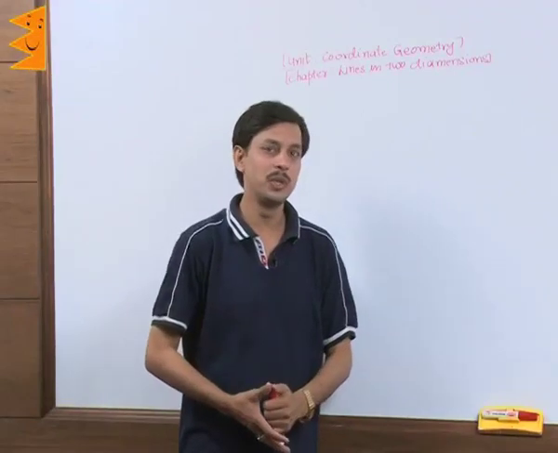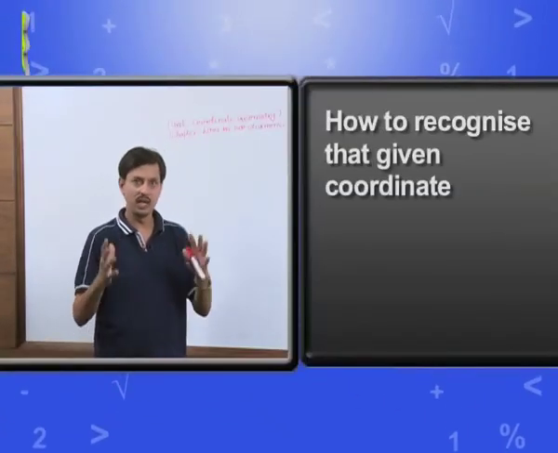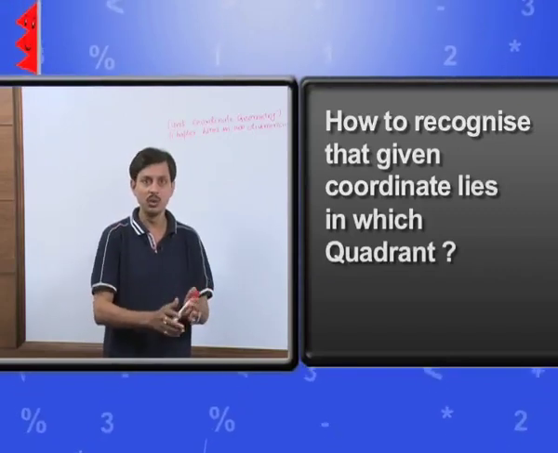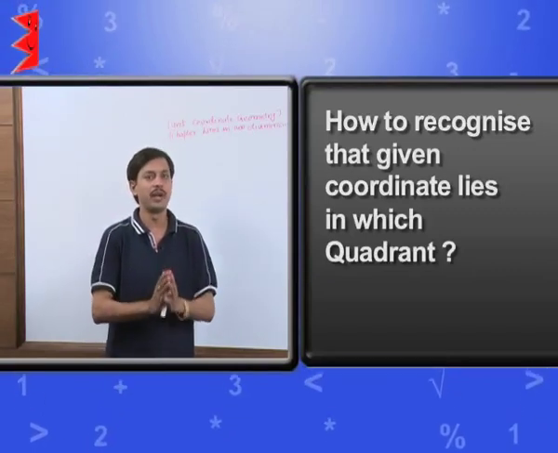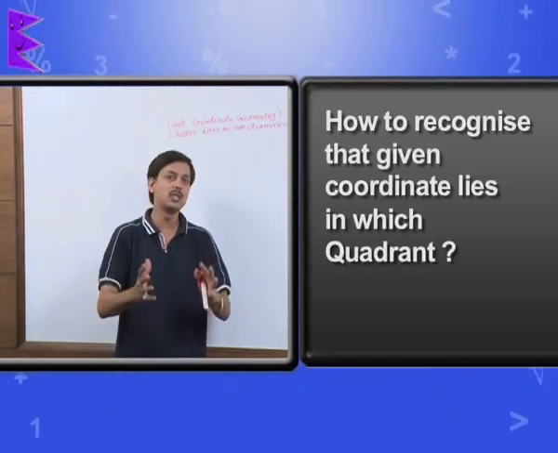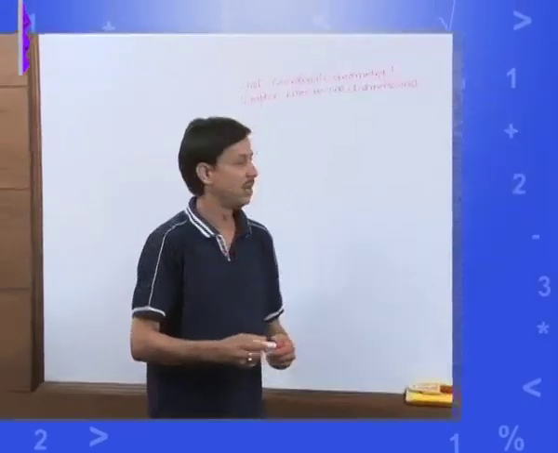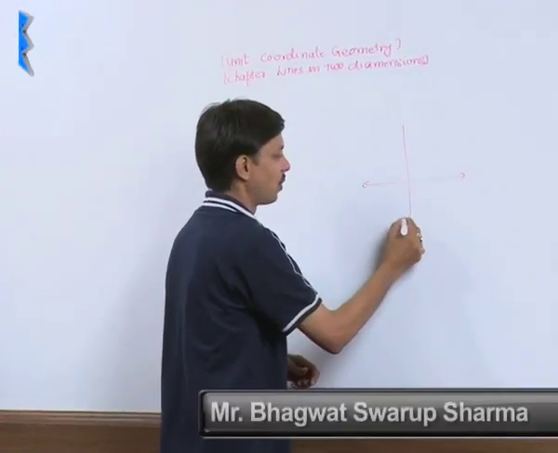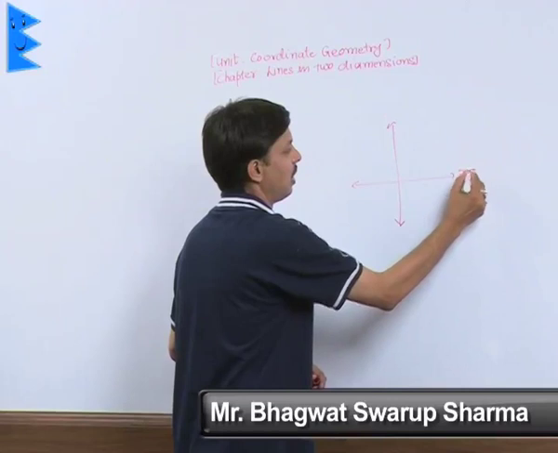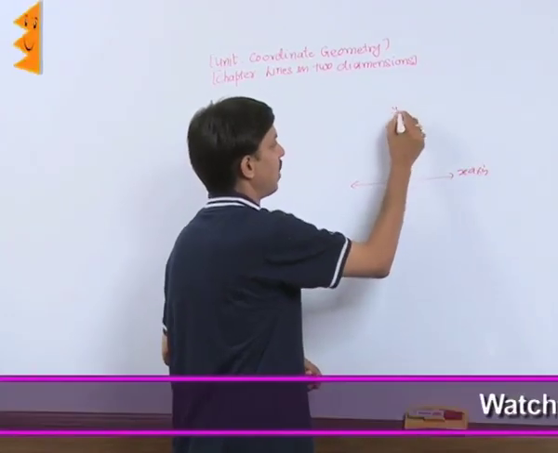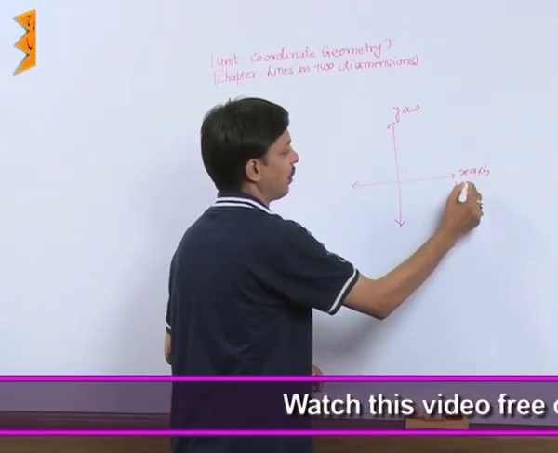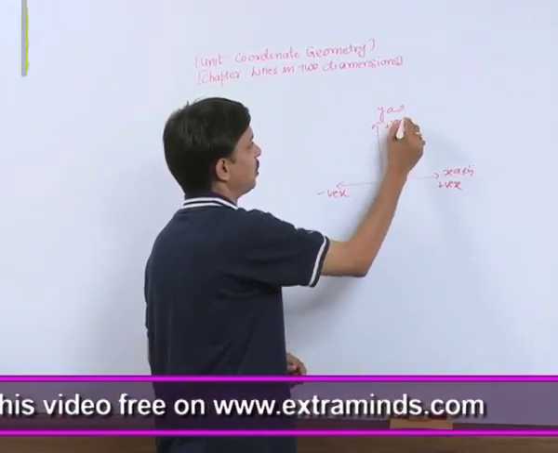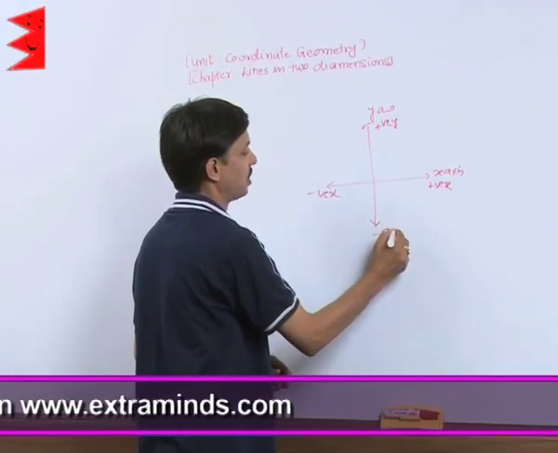Now I will discuss with you how to recognize in which quadrant a given coordinate lies. As I have shared with you, if a plane is separated into four identical parts, each one is known as a quadrant. This is the x-axis, the horizontal one. This is the y-axis, the vertical one. This part is positive x, this part is negative x, this part is positive y, and this part is negative y.